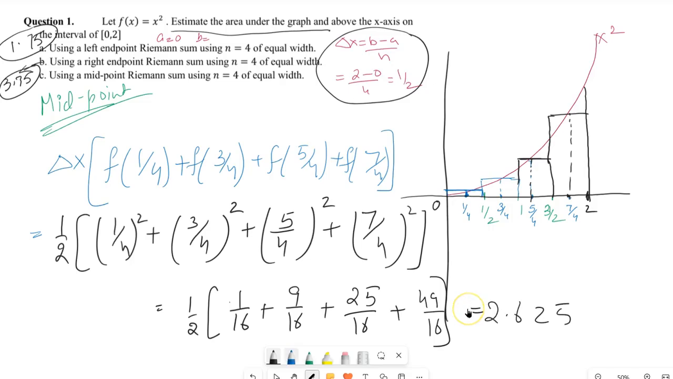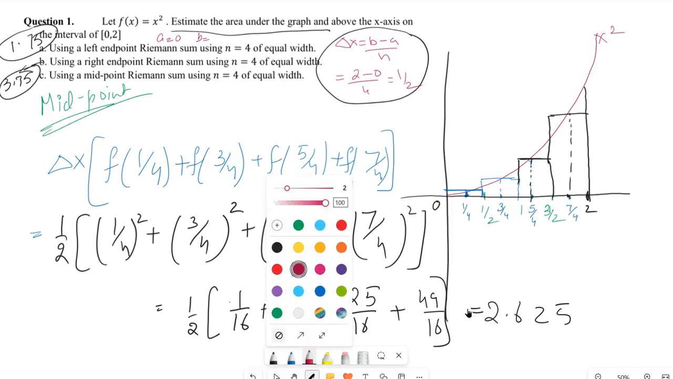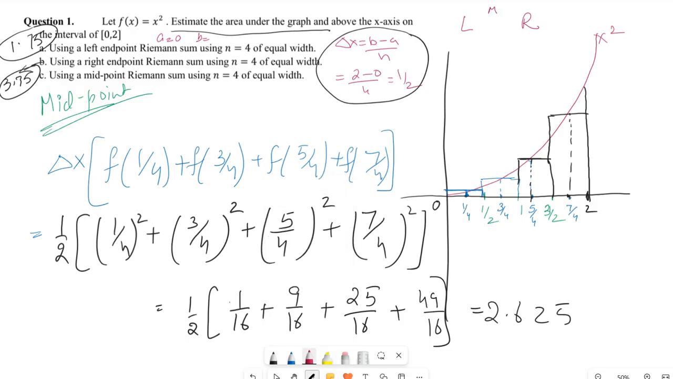Now I want to remind you, we did 3 cases. The first one was left, then right, and the middle, right? I'm writing middle in between for a reason. When we found the area using left, we got 1.75. When we found the area using right, we got 3.75. And the middle area is 2.625. So obviously the middle is lying between the left and the right area. Left was a little less, right was a little more, and the middle one is somewhere in between. So these are Riemann sums to calculate the area under the curve in three different ways.